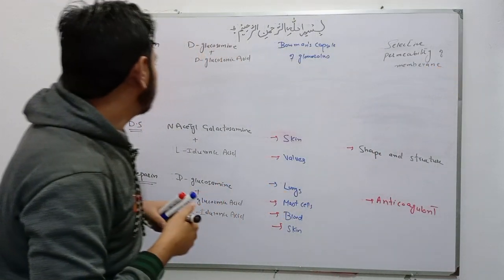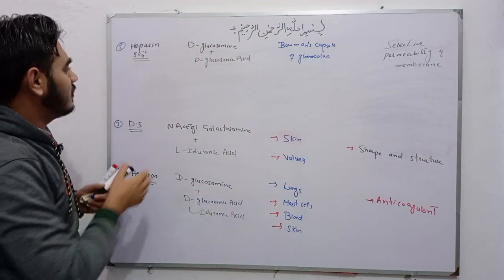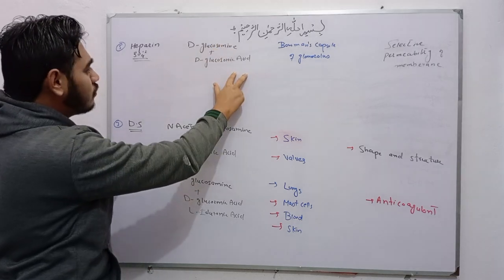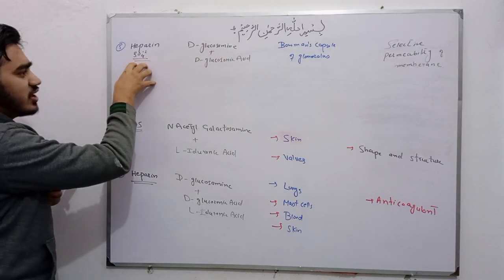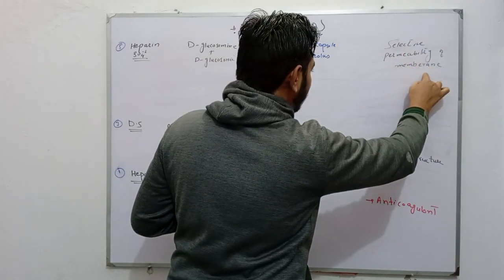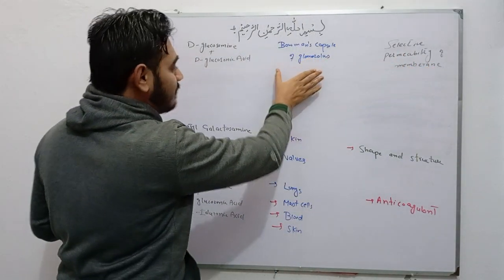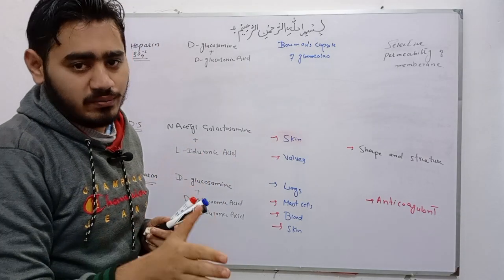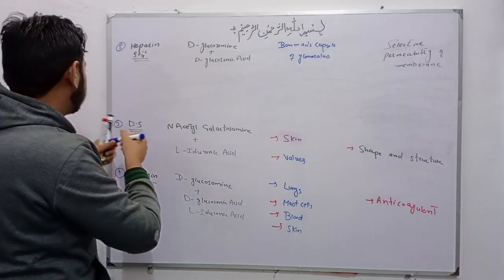Okay, students, heparan sulfate is made up of D-glucosamine and D-glucuronic acid. Due to negatively charged groups, it is responsible for the selective permeability of the membrane, and it is present in the Bowman's capsule of the glomerulus.